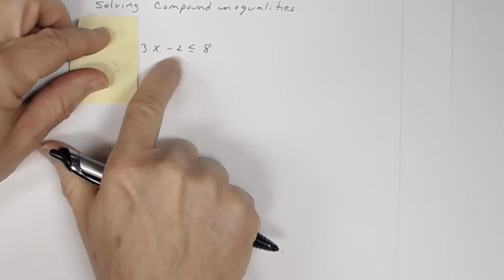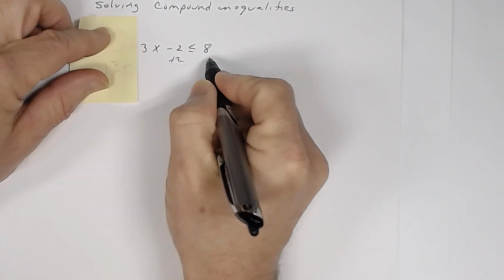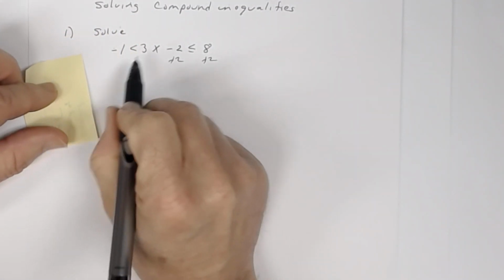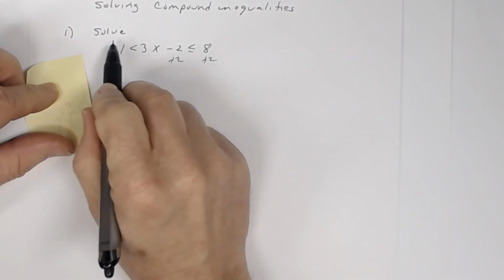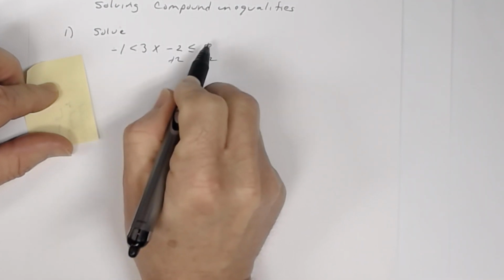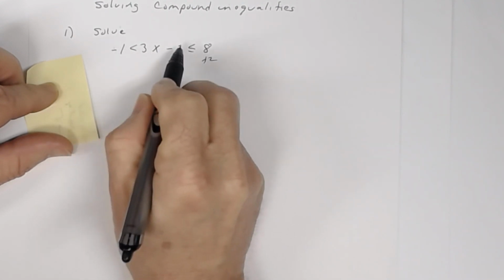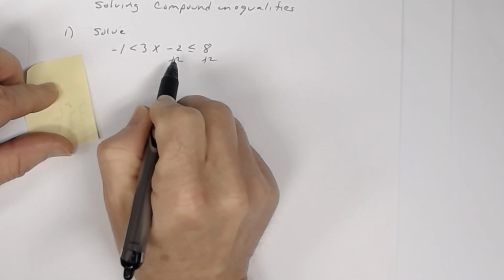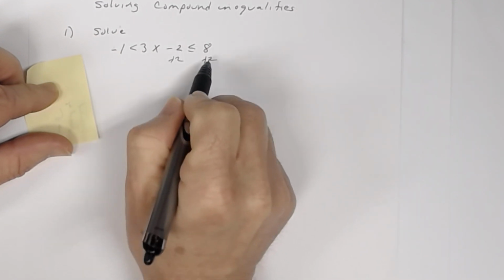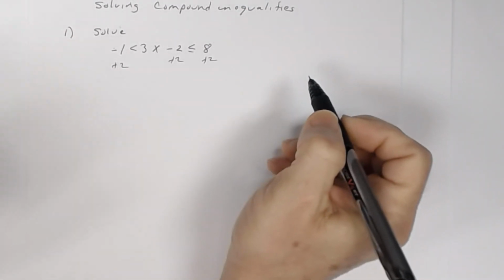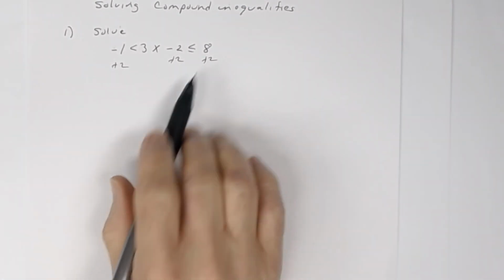Well, this is a simple linear inequality, so one of the things I can do is add 2 to both sides. That would be the first step. But remember, this is a compound inequality, so there are basically 3 parts: 1, 2, 3. The left, the middle, and the right. If I add 2 to the middle, then I have to add 2 to the outsides as well, to the other parts. So notice: add 2, add 2, add 2.